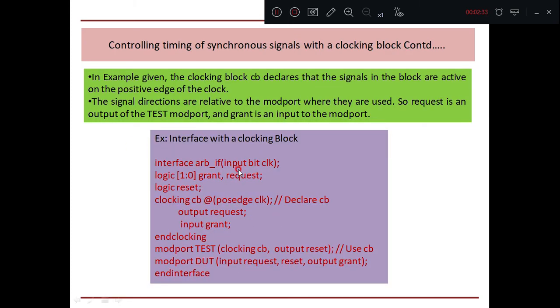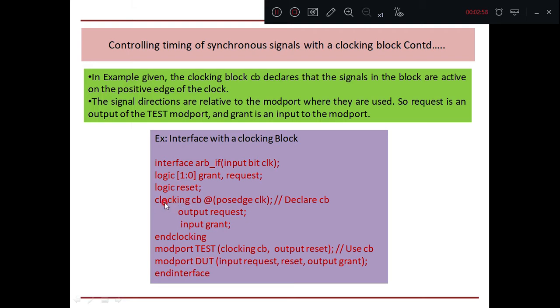In this example, the clocking block CB declares that the signals in the block are active on the positive edge of the clock. So this is interface RBIF with input bit clock. Logic [1:0] grant and request. These grant and request signals of 2 bits are declared as logic. Reset is also of the data type logic.